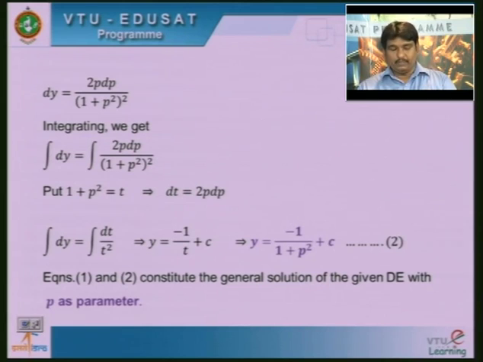So we can stop here. This is a solution with p being parameter. You need not always express y in terms of x. In some cases you end up getting y as a function of p which cannot be eliminated from the given differential equation. In such cases you express x in terms of p and c and y in terms of p and c. Those two equations together constitute the general solution of the given differential equation.